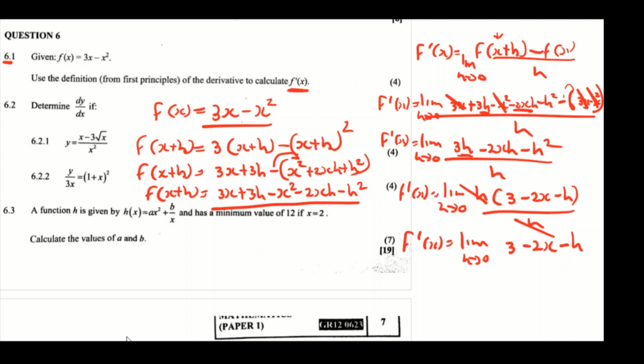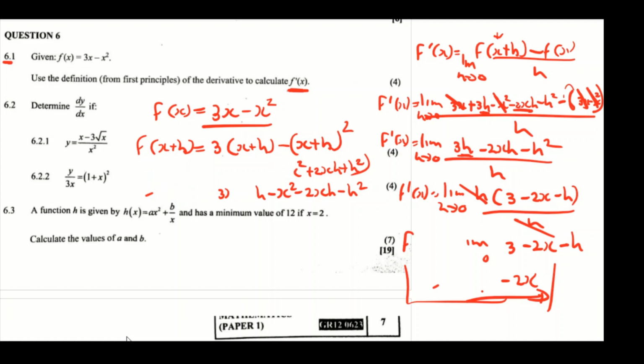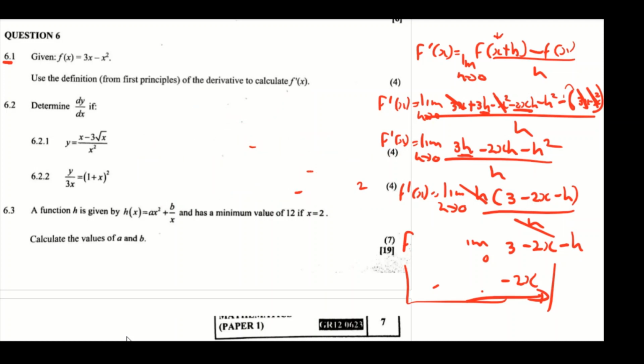Where there's h, you put 0, so 3 minus 2x is your final f prime of x. So this is the solution for this problem. Now let's solve for 6.2. If you didn't understand, please let me know in the comment section.